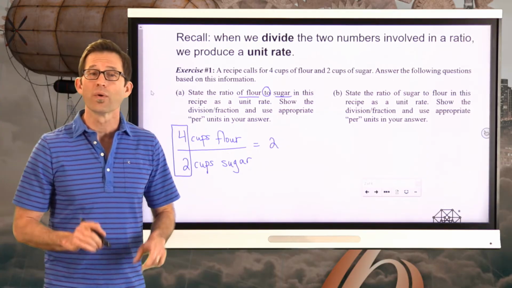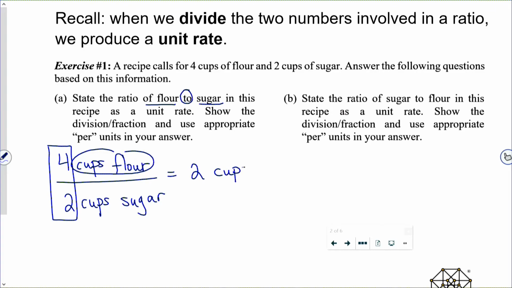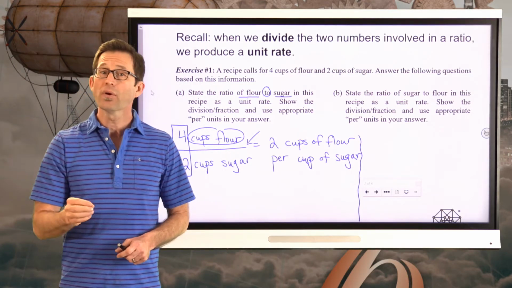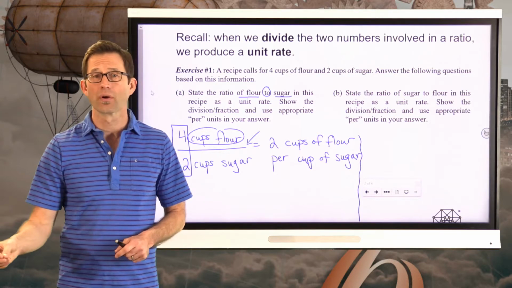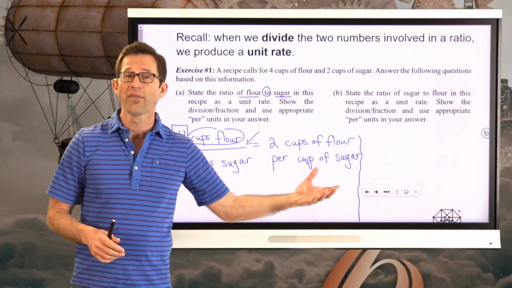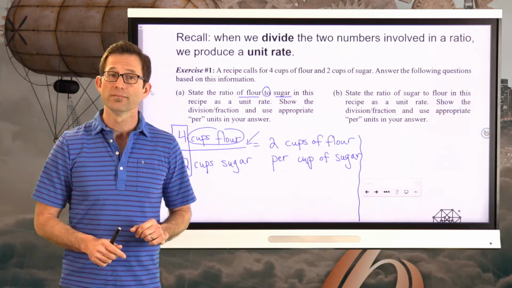But what are the units? Well, the units will always be the units of the numerator, 2 cups of flour per cup of sugar. And we could say 2 cups of flour per 1 cup of sugar, but when we just say per cup, that makes sense because now if I had, let's say, 5 cups of sugar, I would need 5 times 2, 10 cups of flour.